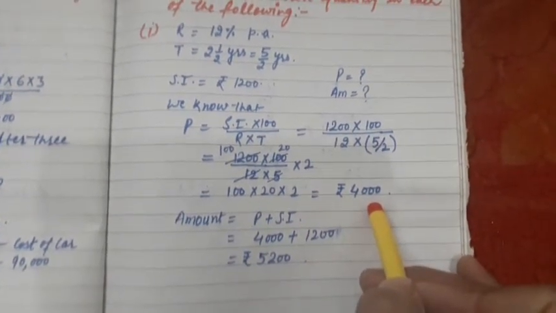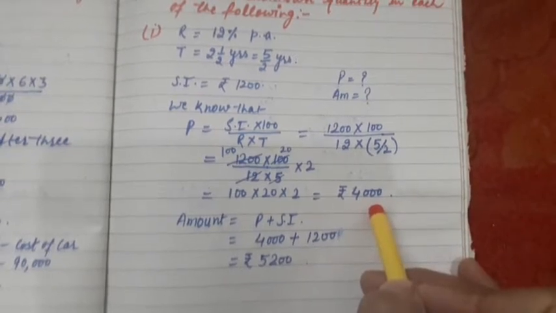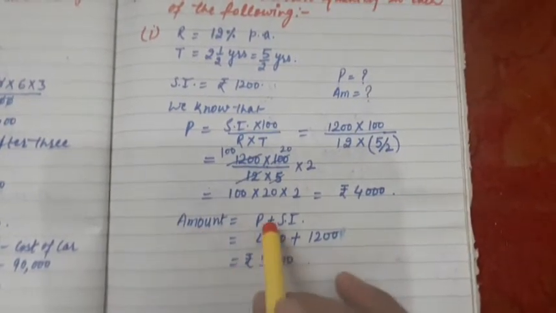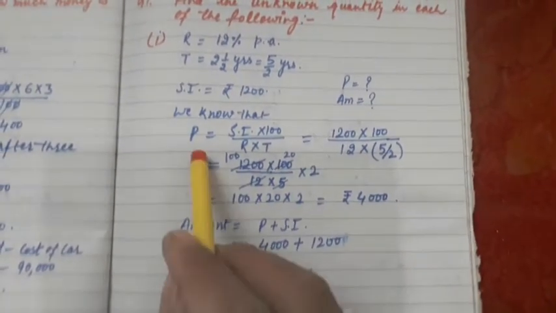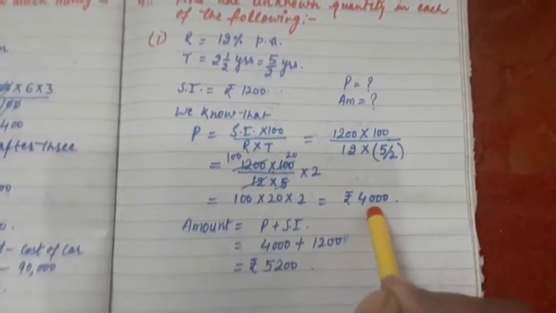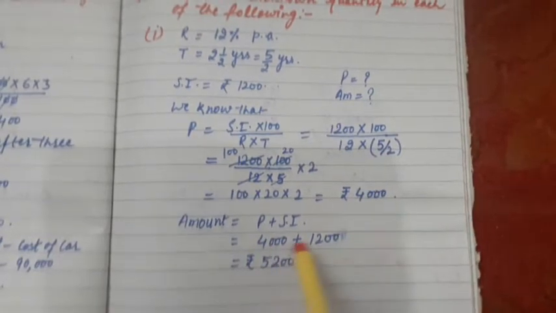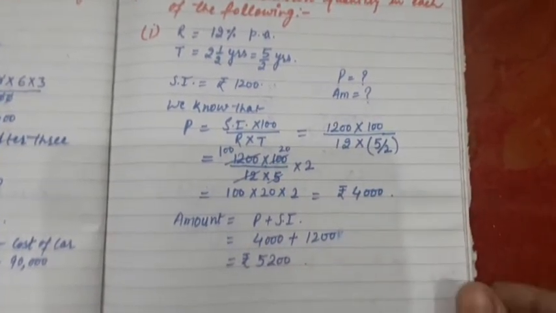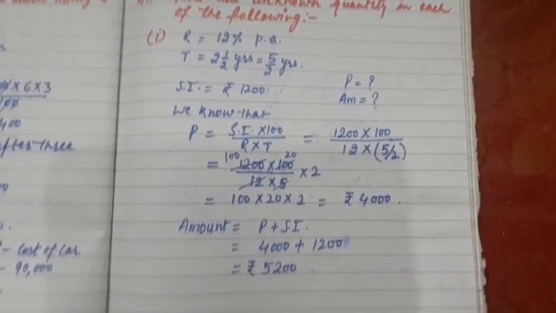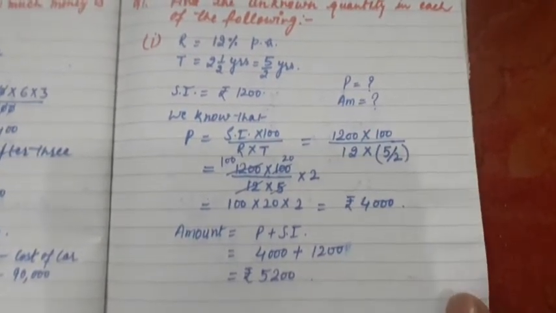Therefore, principal becomes 4000. And the formula for amount is P plus SI. SI is already given, that is 1200. Principal becomes 4000. 4000 plus 1200 is equal to 5200. In this way we will find the amount and principal of this question.